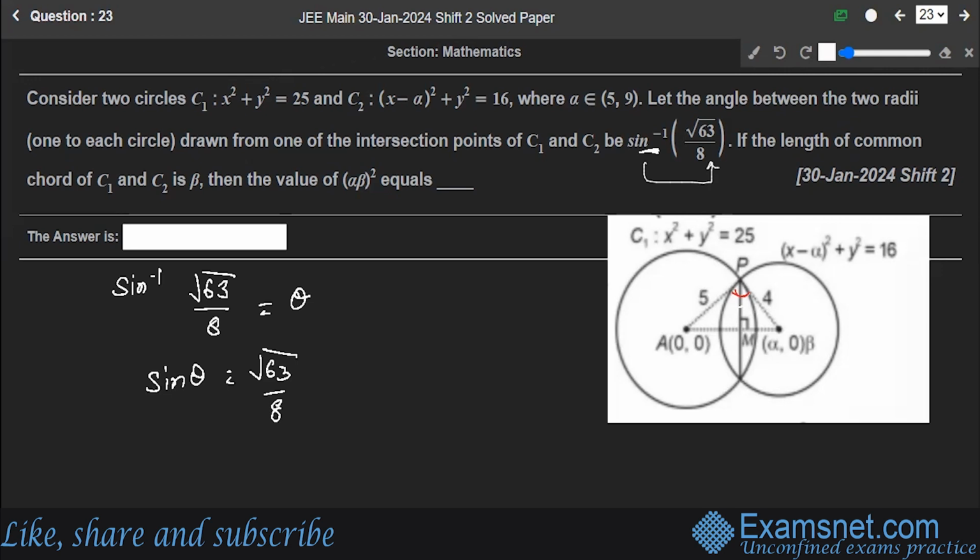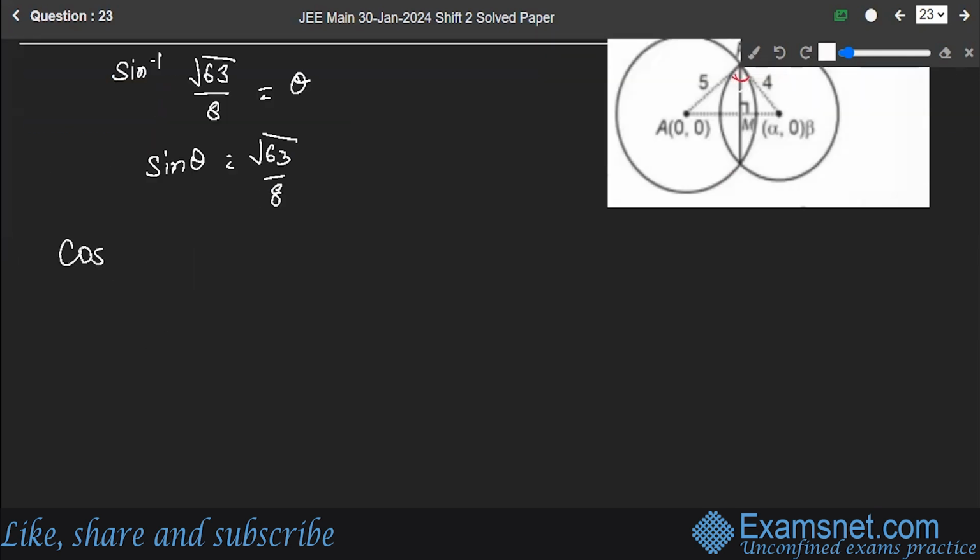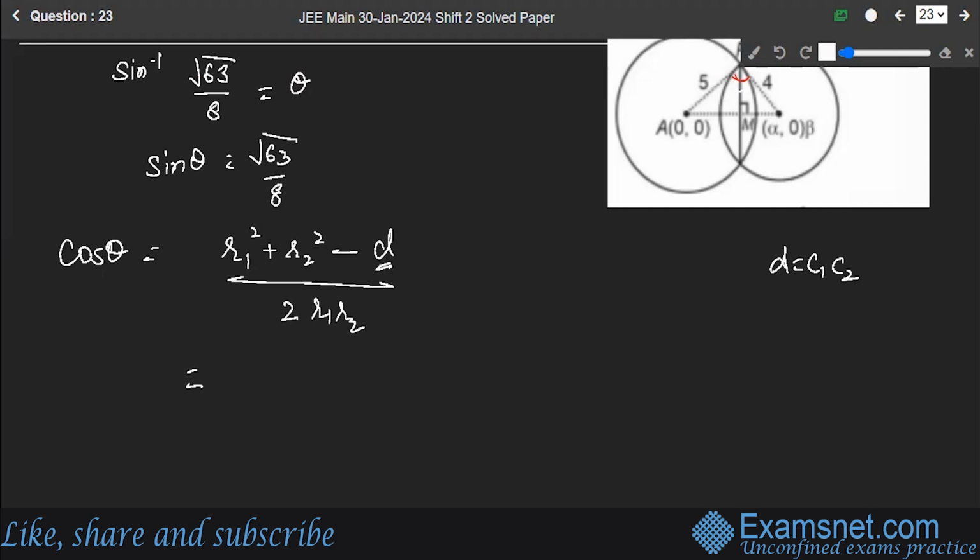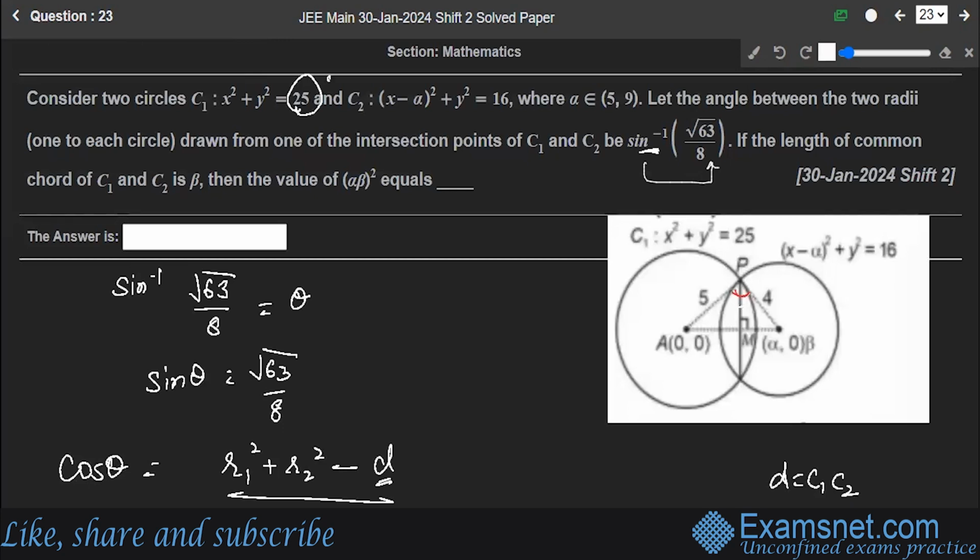And what is cos theta equal to? Cos theta is given by R1 square plus R2 square minus the distance between the two centers, that you can say is C1C2, whole, divided by 2 R1 into R2. So cos theta here, what is R1? This is 25, so R1 is equal to 5, and this is 16, so R2 is equal to 4 for the second circle. You have R1 as 5 and R2 as 4.